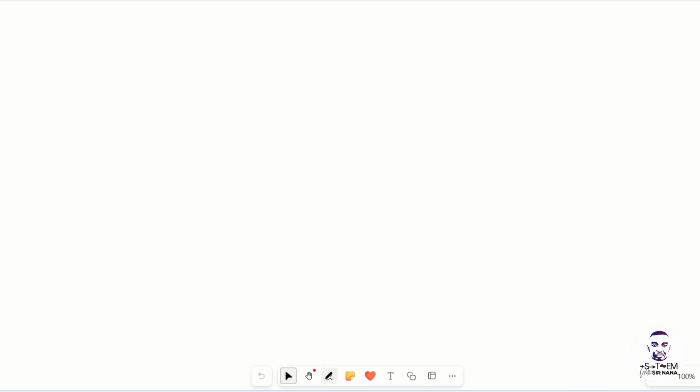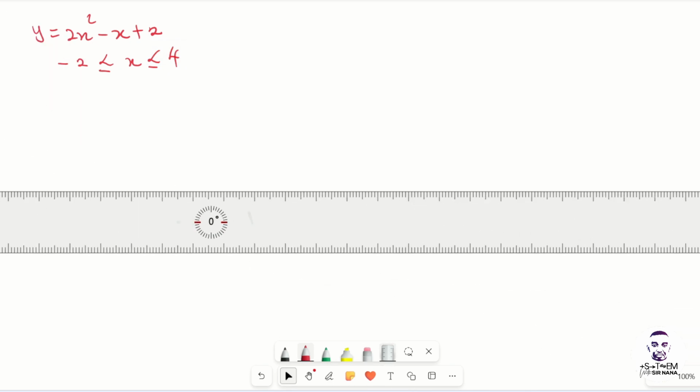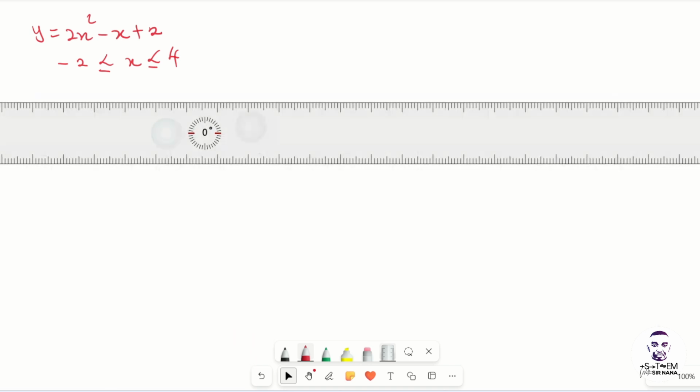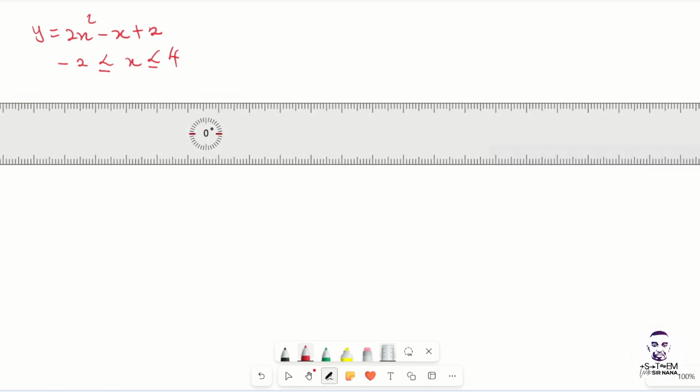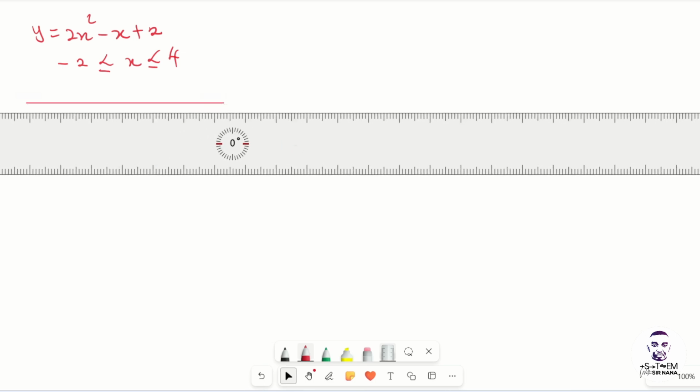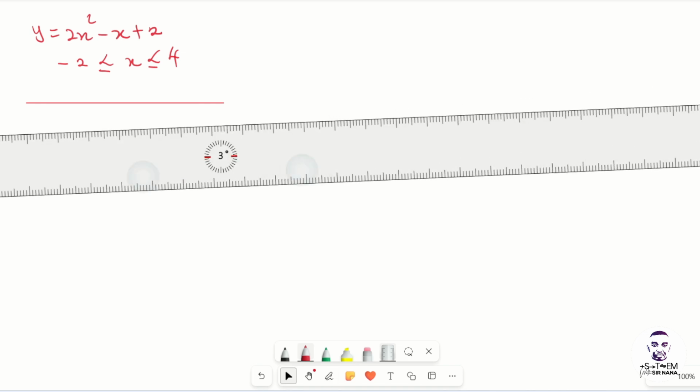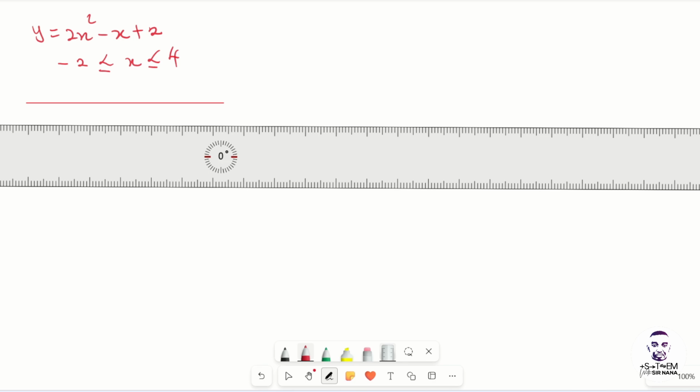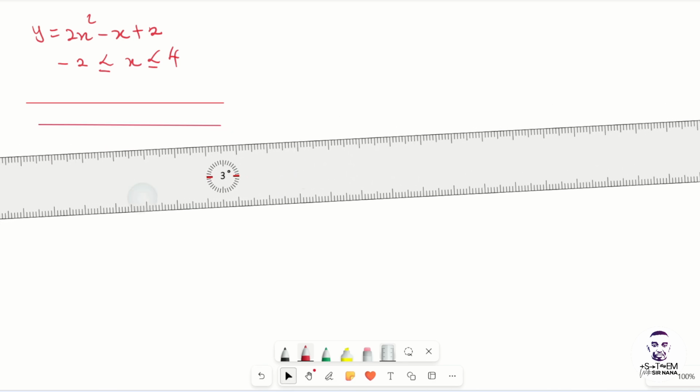The function given is y is equal to 2x squared minus x plus 2, and we are doing this on the interval of minus 2 is less than or equal to x is less than or equal to 4. So we are going to have a table. We'll draw a table for this graph, and in this case, we are going to use a calculator to do it straight away without necessarily putting the values in here. So look at how we can go through punching the values and getting our values for y.